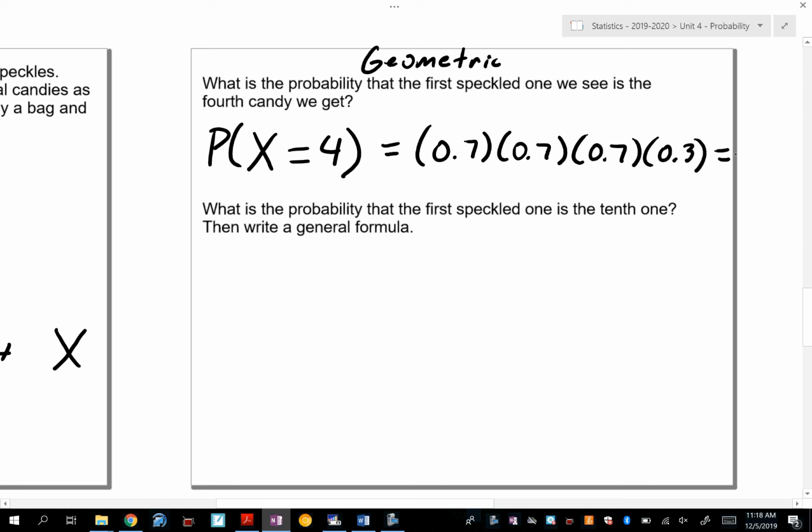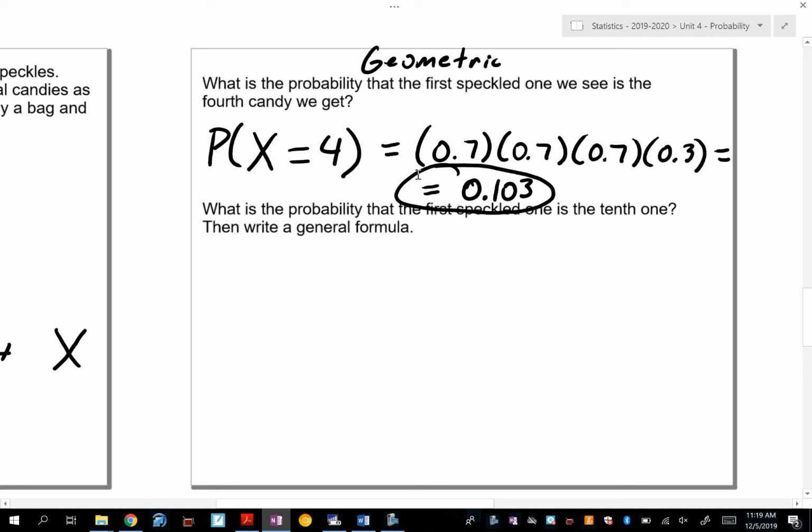So take out your yellow calculator and type in 0.7 cubed times 0.3. What is that probability? 0.0129? 103. That I hear? Yeah. Okay. We're on the same page. All right. So we have about a 10% chance that our first groovy one will be the fourth one we pick out of the bag.